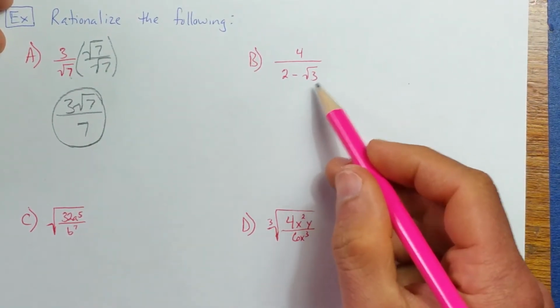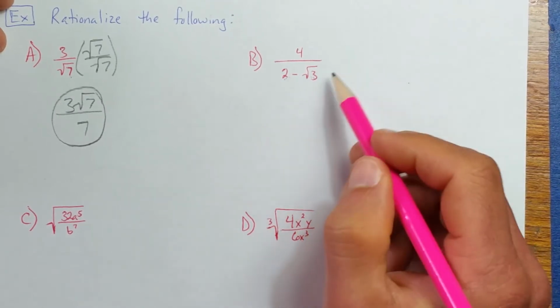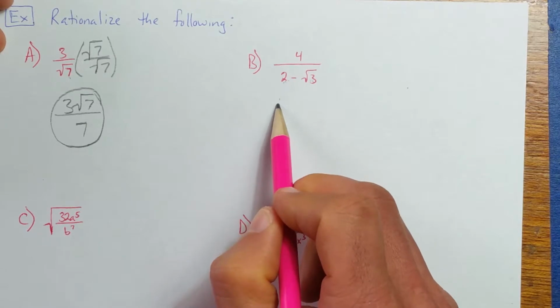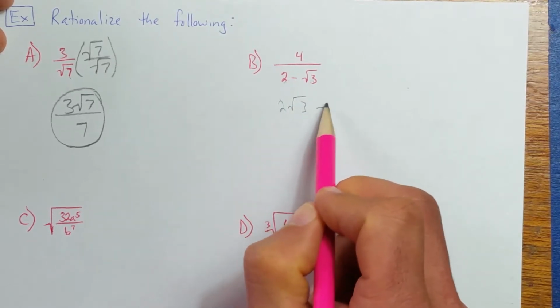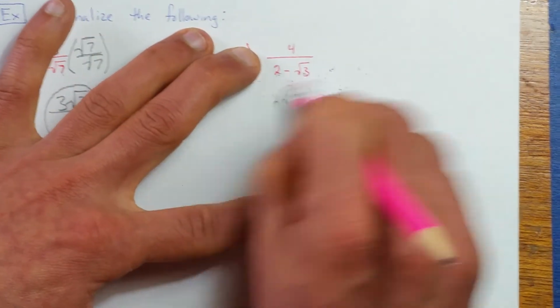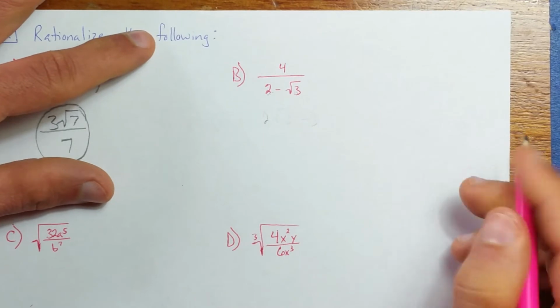For letter B, same concept. The problem is you've got a quantity down here. So I can't just multiply by square root of 3 over square root of 3, because when I distribute the square root of 3, I would have 2 square roots of 3 minus 3, and that doesn't fix the problem. That still leaves me with a radical on the bottom. So what you need to do is multiply by the conjugate of the denominator.